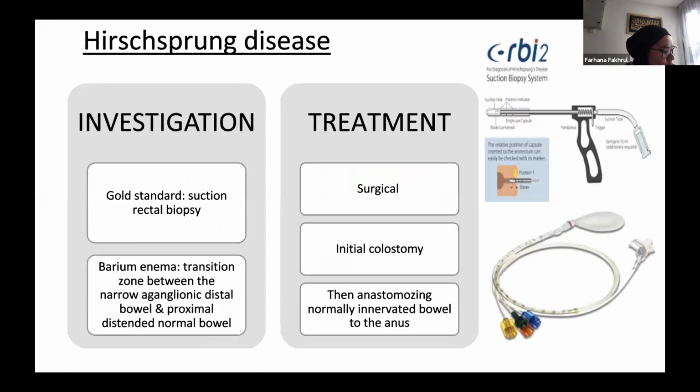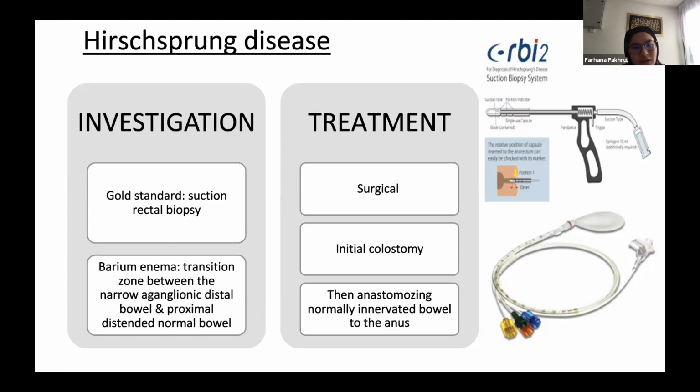All right, so for Hirschsprung disease, how we investigate the child, we do the gold standard, which is suction rectal biopsy. For suction rectal biopsy, we have to get the mucosa and the submucosa, since the plexus are on the submucosal level. The next one is barium enema. This one, we can look for the transition zone between the narrow aganglionic distal bowel and the proximal distended normal bowel.